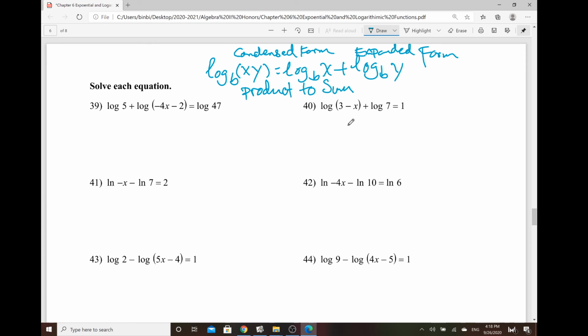Now the other one is a quotient. Let's say we have log base b of x over y. That one is written as log base b of x minus log base b of y. Don't worry about that; I'm going to erase this so I can show you the name for this one. This one is called the quotient to difference.